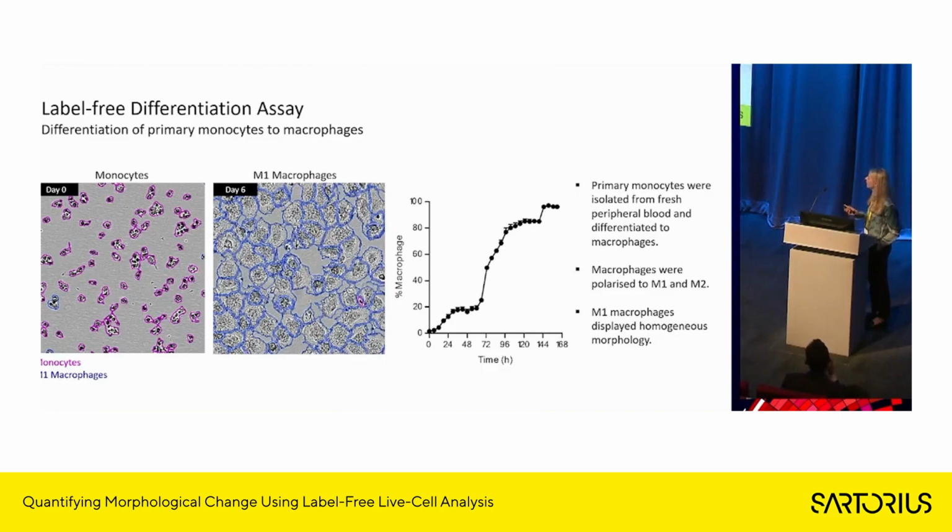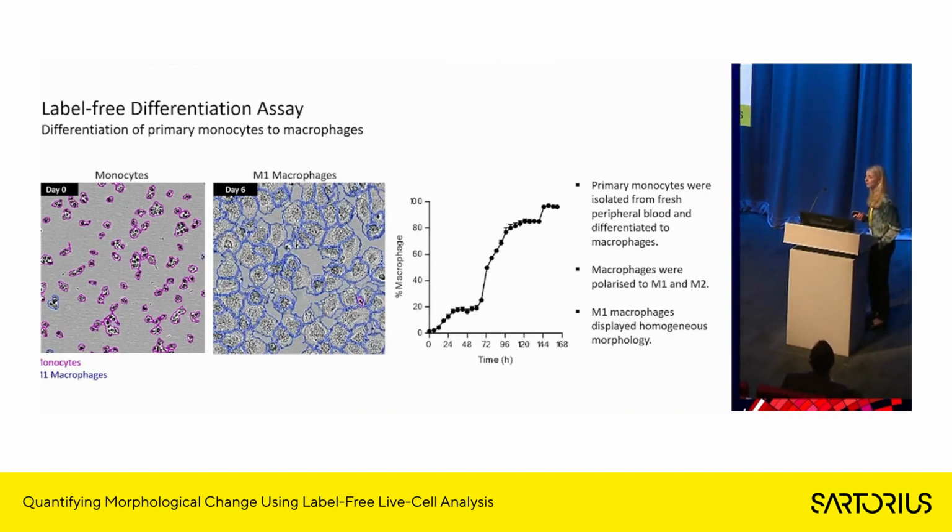As you can see, the monocytes are small, round, and semi-adherent. And then upon differentiation activation to an M1 phenotype, we have this change in morphology with an increased adherence. And it's quite a homogeneous population.